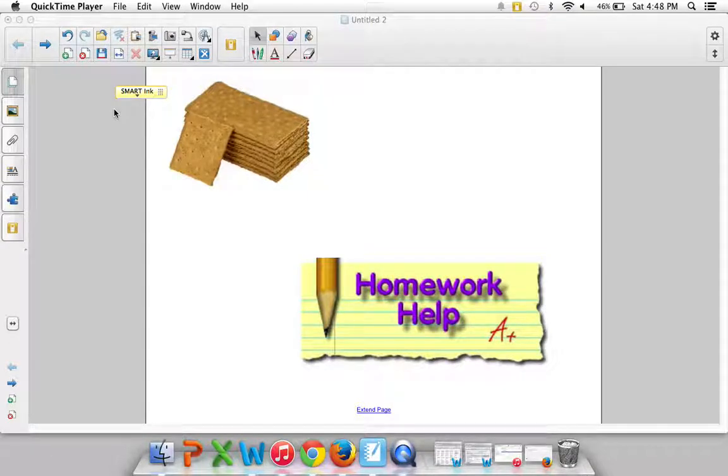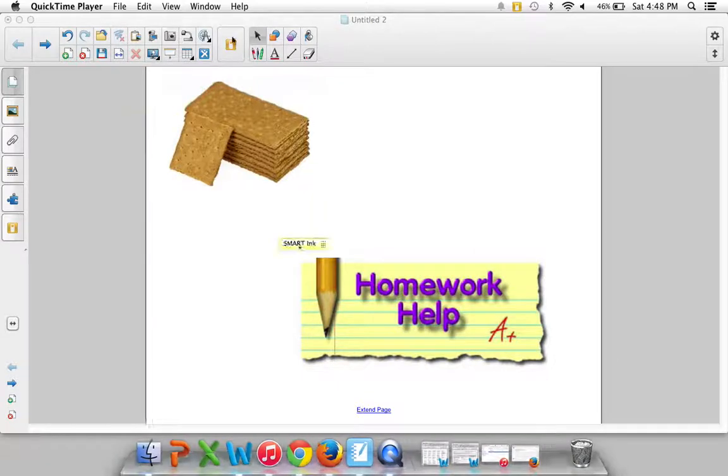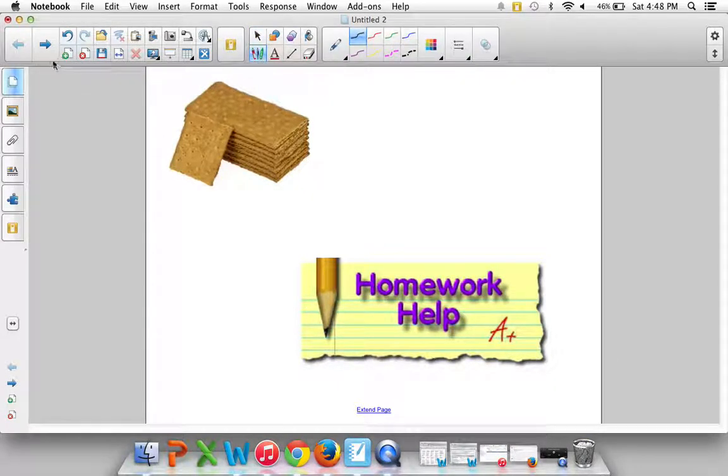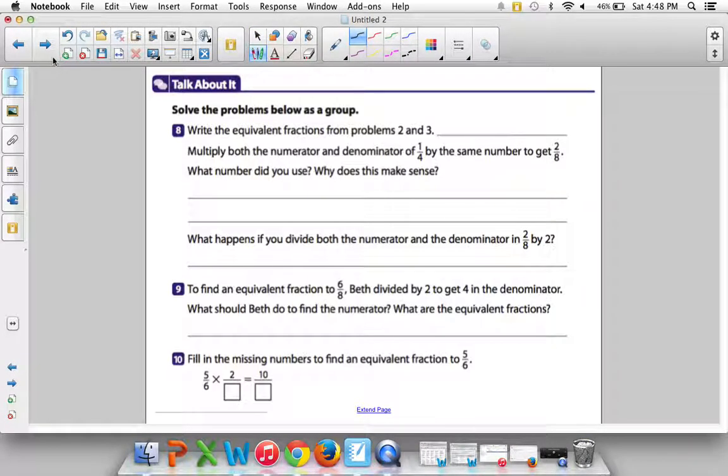Homework out. Time for homework out. Yep. Let's get started. You should be on page 123. Yay, 123. Here we go.